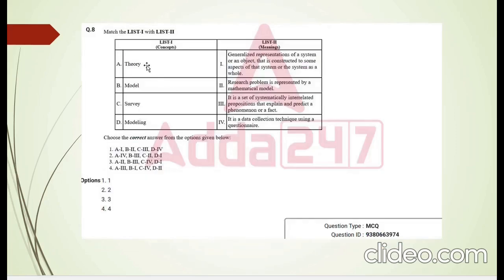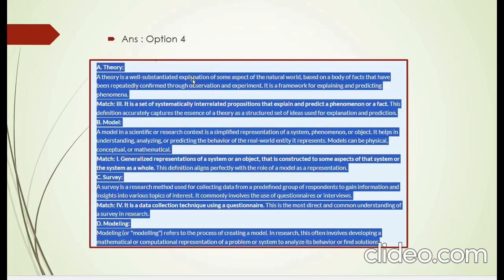A is standing for 3. That is, theory is actually a set of systematically interrelated propositions that explain and predict a phenomenon or a fact. It is a well substantiated explanation of some aspect of the natural world based on facts, often repeatedly confirmed through observation and experiment. It is a framework for establishing and predicting phenomena.